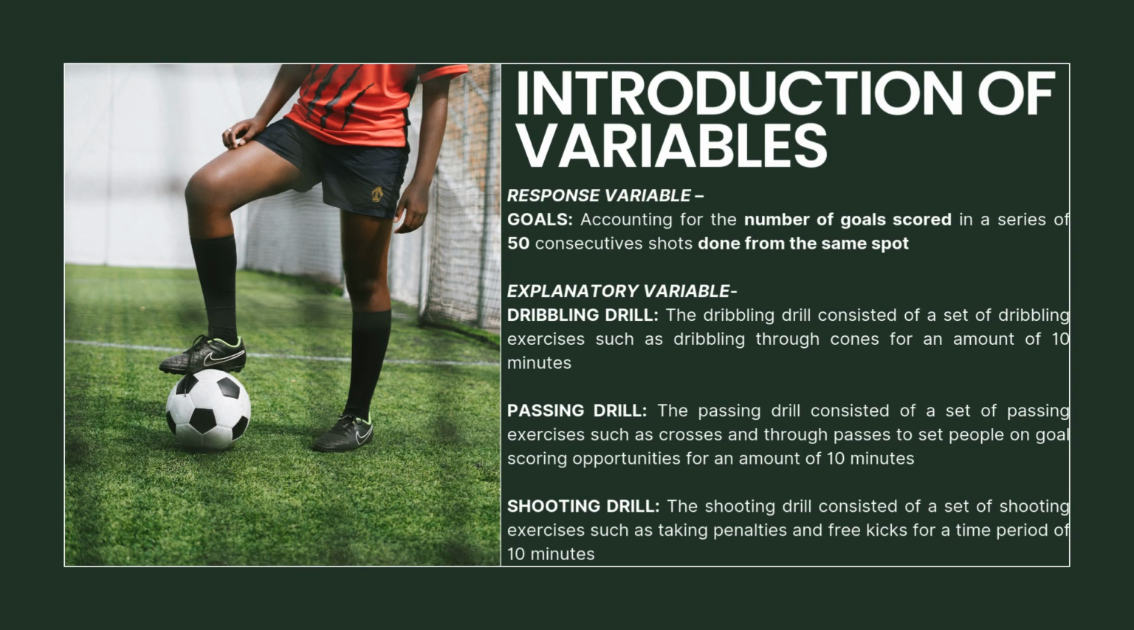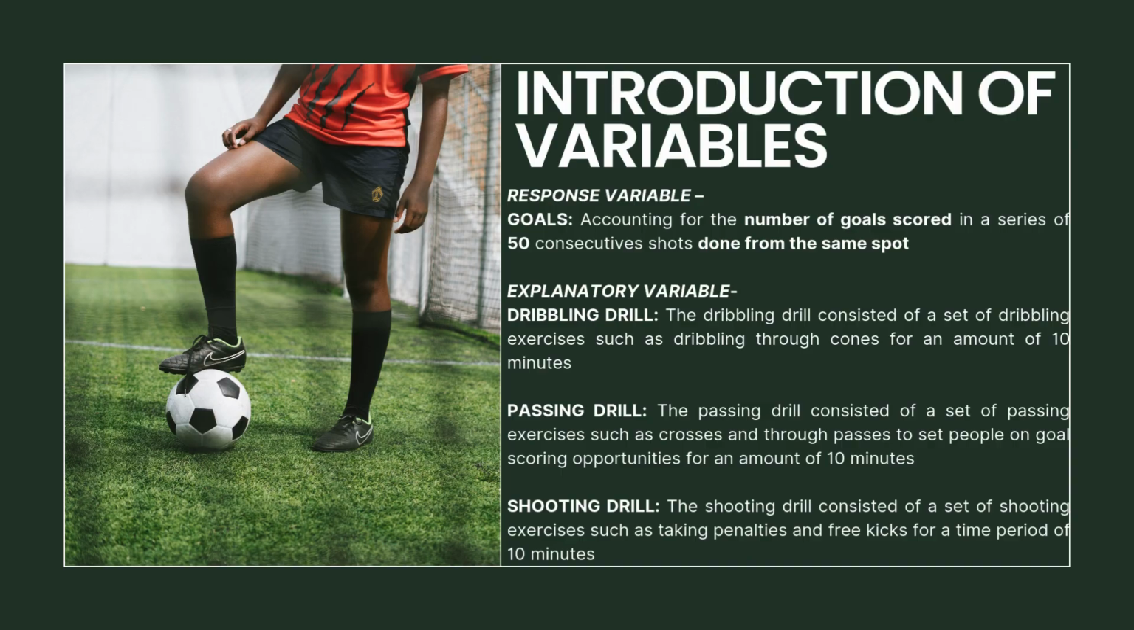So for our study, the response variable was the number of goals scored from 50 shootouts, which were all done from the same spot. On the other side, our predictor variables were denoted by, firstly, dribbling, which is concerned with dribbling through a series of cones. Secondly, passing, which is concerned with exercises such as crosses and through passes in real match conditions. And the third one, shooting, which was concerned with exercises such as taking shots from dead ball situations.